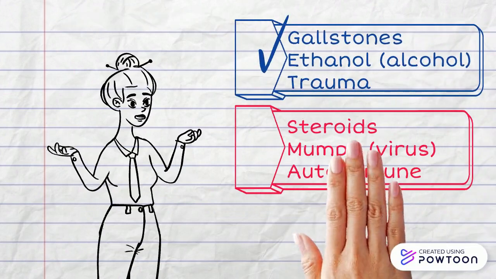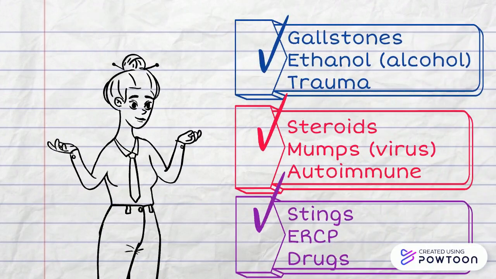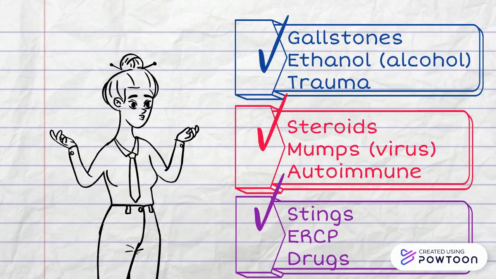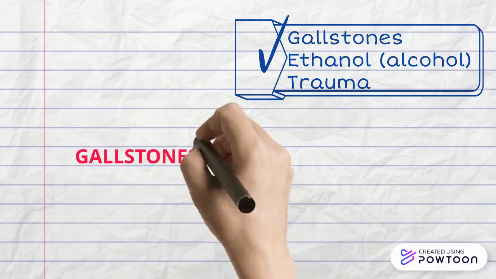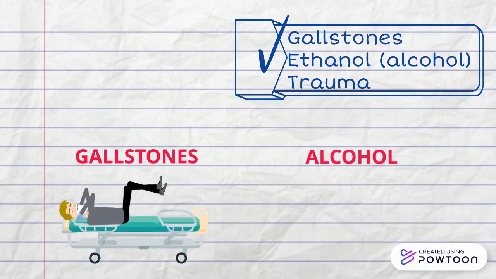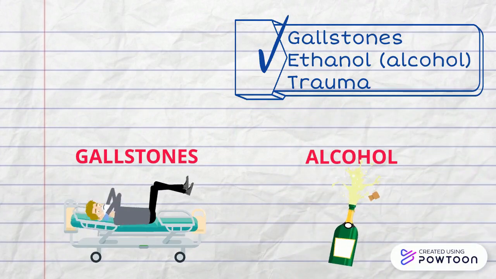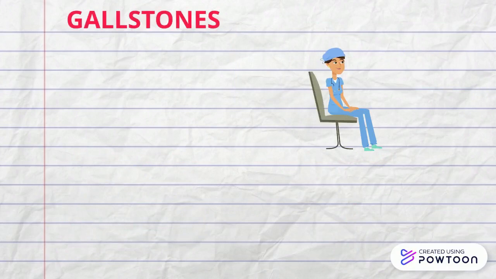There are a number of pathogenic causes of acute pancreatitis which can be summarized in the mnemonic GET SMASHED: gallstones, ethanol, trauma, steroids, mumps and other viral infections, autoimmune causes, stings, ERCP, and drugs. The most frequent causes are gallstones and alcohol, which represent 38 and 36% of cases respectively, so we will focus on these.